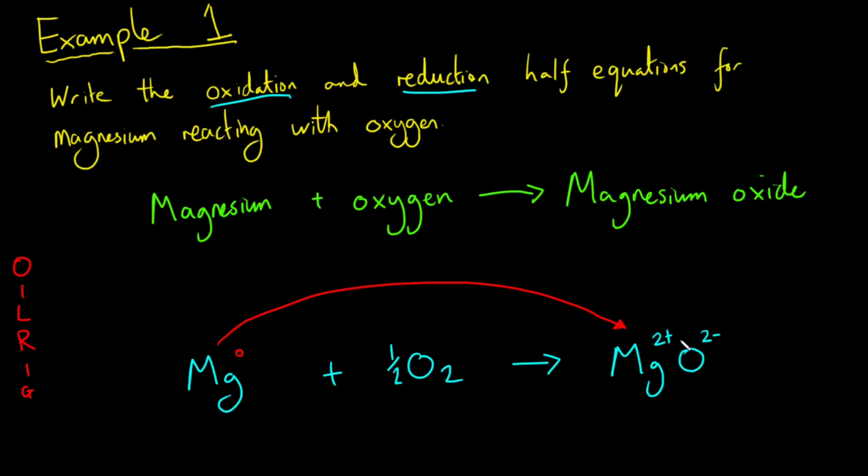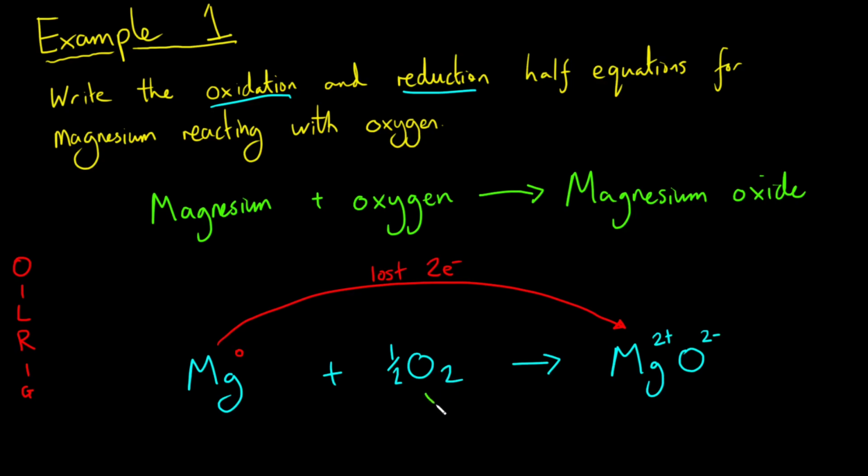it has become 2+, too positively charged. It is a metal. Metals always lose electrons. It's become positively charged. How has it gone from magnesium, the atom, to magnesium, the 2+ ion? Well, it must have lost 2 electrons. If something's losing electrons, something else is gaining them. So let's have a look to see who's gaining electrons.